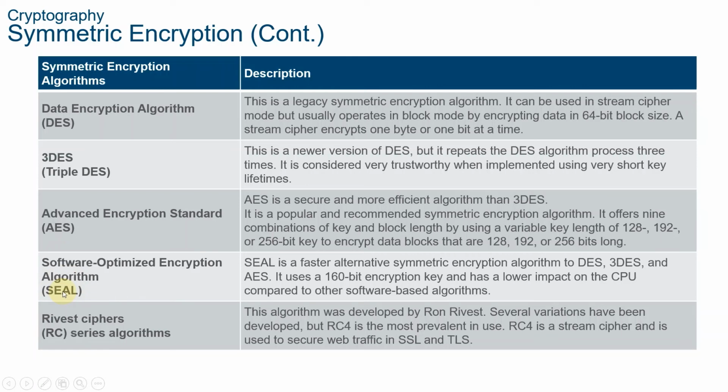So next is SEAL, or the Software Optimized Encryption Algorithm. This is a faster alternative symmetric encryption algorithm to 3DES, DES, and AES. The last one would be the Rivest Ciphers, or RC series algorithm. This algorithm was developed by Ron Rivest. So several variations have been developed, but RC4 is the most prevalent in use. So RC4 is a stream cipher, and is used to secure web traffic in SSL and TLS.